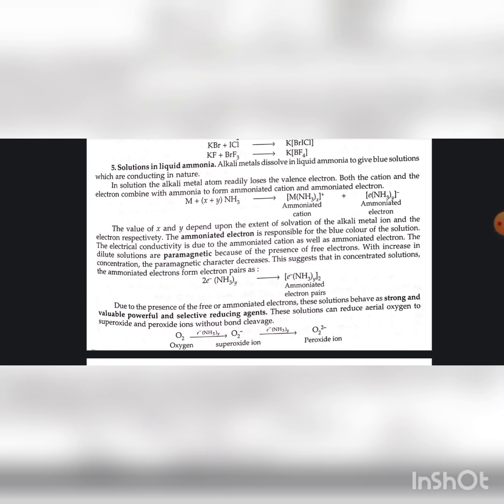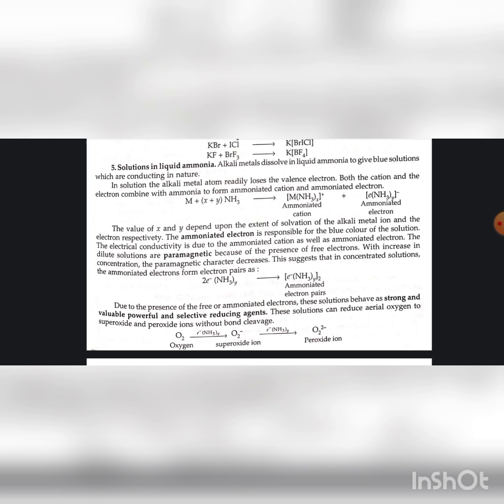Solutions in liquid ammonia. Alkali metals dissolve in liquid ammonia to give blue solutions which are conducting in nature. In solution, the alkali metal atom readily loses the valence electron. Both the cation and the electron combine with ammonia to form ammoniated cation and ammoniated electron. The values of x and y depend upon the extent of solvation of the alkali metal ion and the electron respectively.